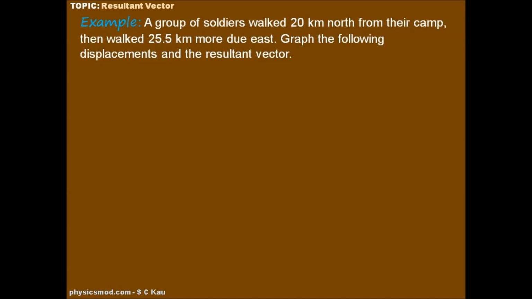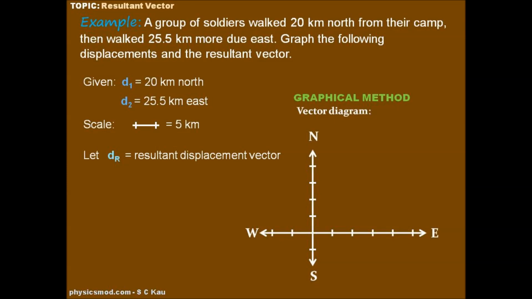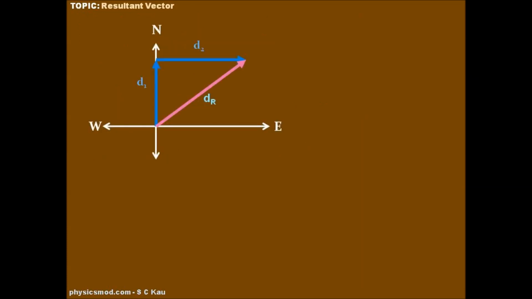Let's have a sample problem. A group of soldiers walked 20 kilometers north from their camp, then walked 25.5 kilometers more due east. And this is the graph of the problem. Now let us focus on our graph.